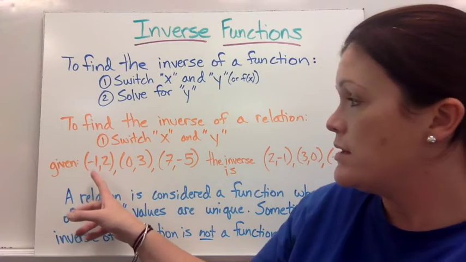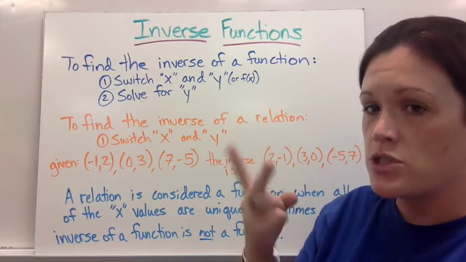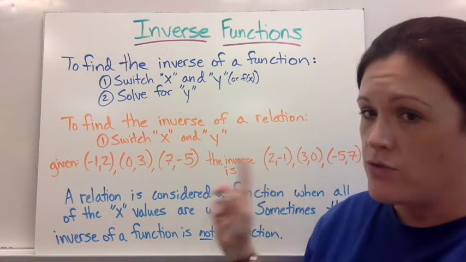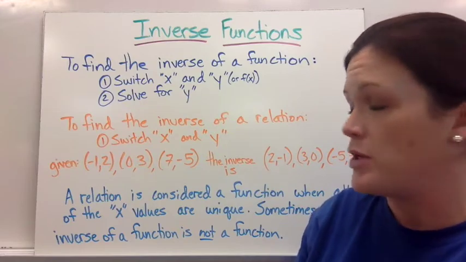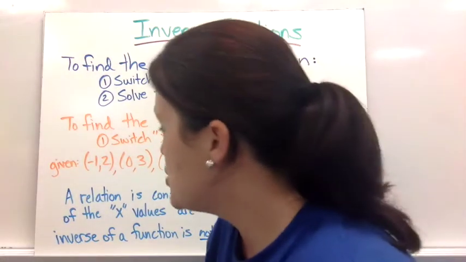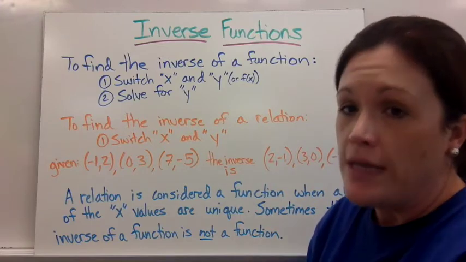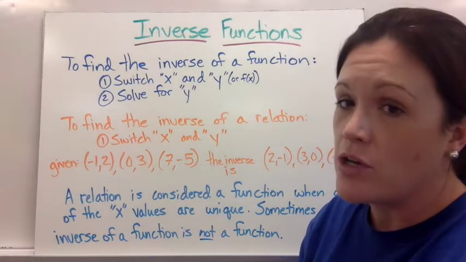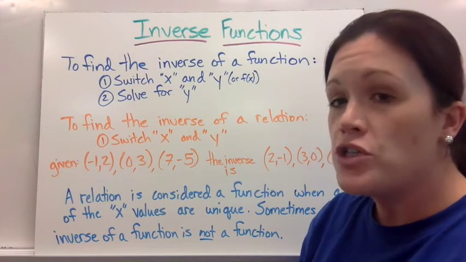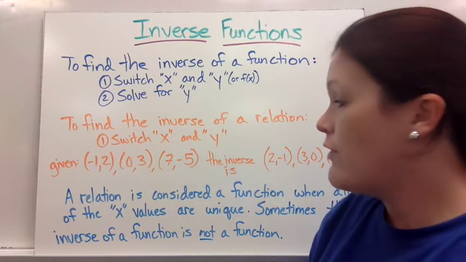So given this set of ordered pairs, the inverse of it would just be to switch each x and each y. Very basic, but I just wanted you to see an example of that in case it comes up in a question. A relation is considered a function when all the x values are unique. Remember, a relation is a set of ordered pairs, so it's anything we can graph. But it becomes a function when it passes the vertical line test, if you remember that, and if all x values are unique.